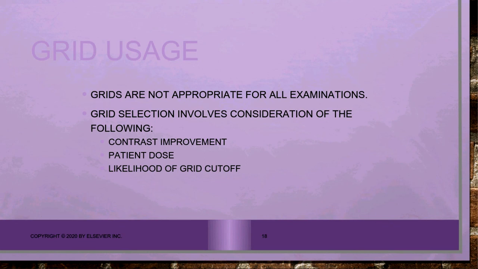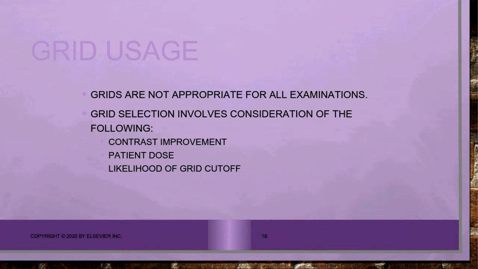As far as using a grid, recognize that grids are not appropriate for all exams. Grids are not appropriate for extremity exams. Remember, if the part is not thicker than 10 centimeters or 4 inches, or your kVp is not above 60, there is no reason to utilize a grid.